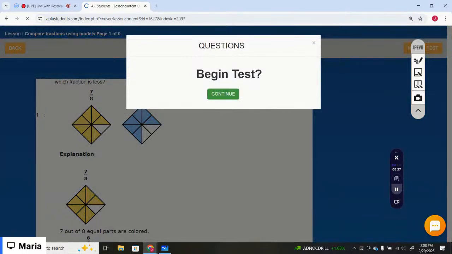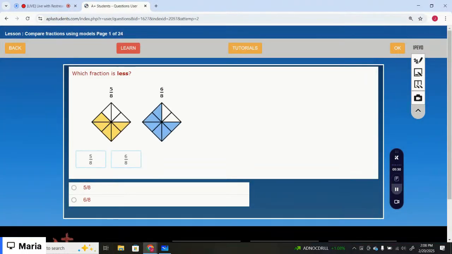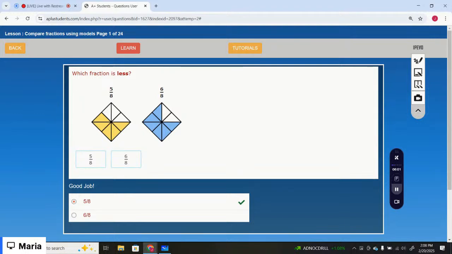Let's just start with the test questions. Which fraction is less, 5 over 8 or 6 over 8? So again you have to say which one is less. The one that has the less portion colored is less. So 5 over 8 has less portion colored than 6 over 8. So the correct option is 5 over 8. Option number 1 is the correct option.